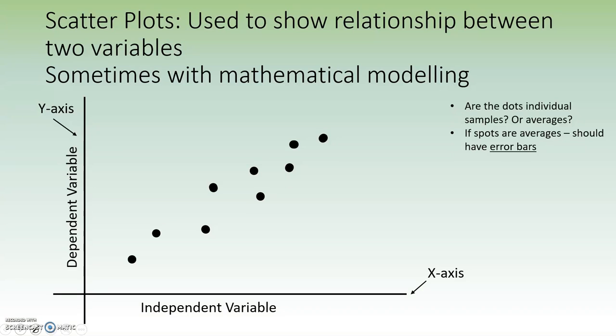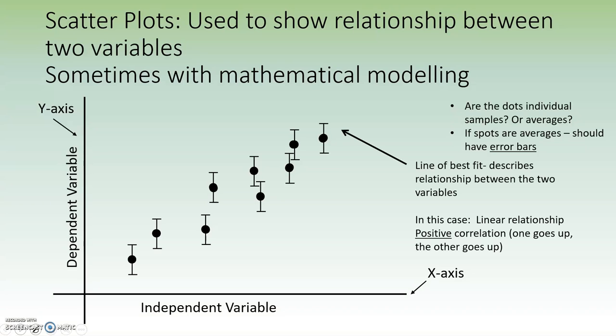In this video, we are going to deal with how to evaluate scatter plots. Scatter plots are used to show the relationship between two variables, sometimes with mathematical modeling. Individual dots, representing samples or averages, are plotted on a graph, and then statistical software analyzes whether there is any sort of mathematical relationship that can be used to describe the data. Scatter plots can be generated with both individual data points or as averages. Just remember, if the spots represent averages, you should always have error bars.